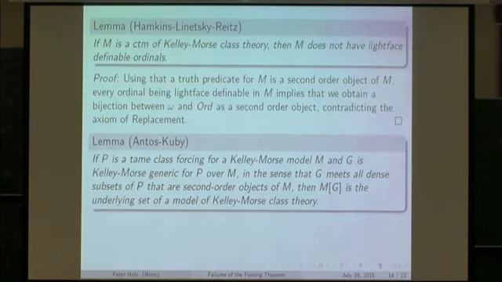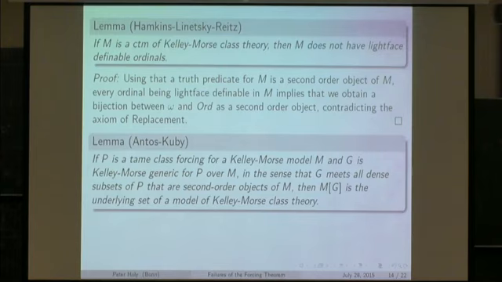Why is that? Because in models of Kelley-Morse, we have a second-order truth predicate. The truth predicate is a second-order object of a model of Kelley-Morse. If every ordinal is light-face definable, then we get, as a second-order object, a bijection between omega and the ordinals, because we can just define the object which maps a definition to the ordinal it defines. And this contradicts the axiom of replacement.